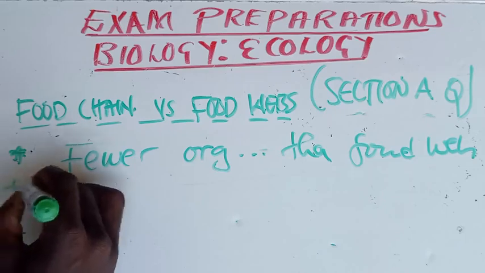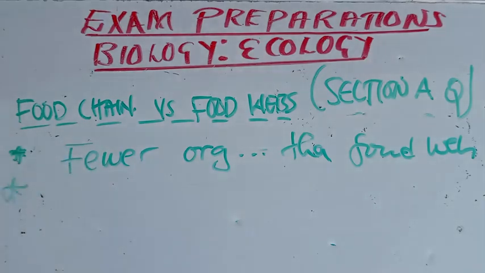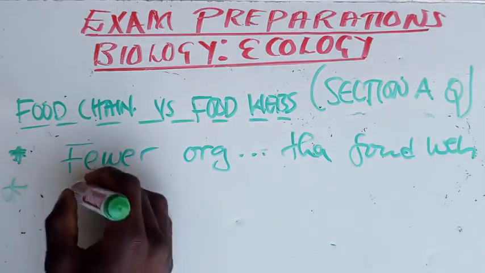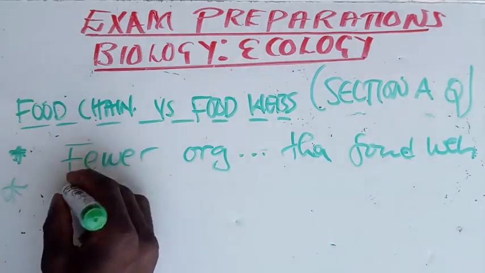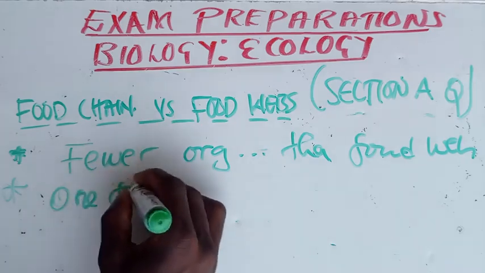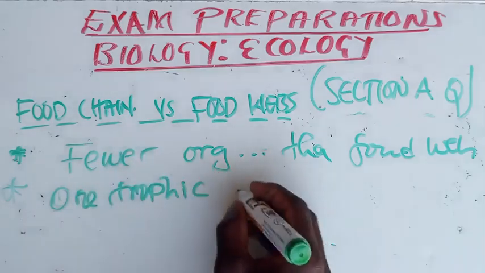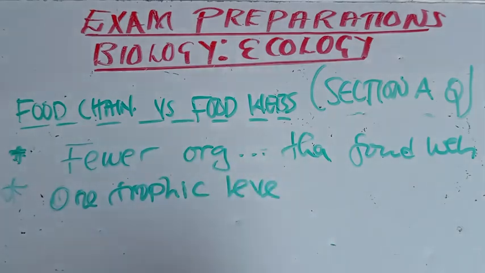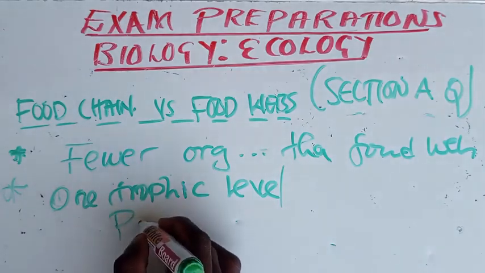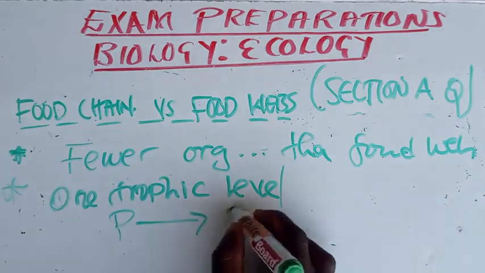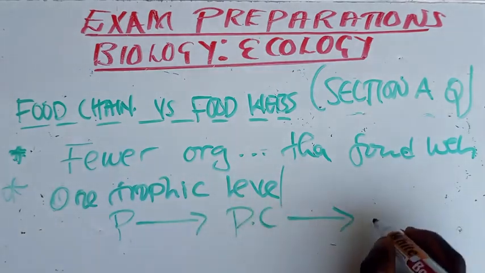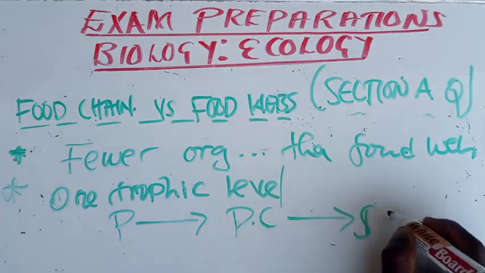What is the last difference? The last difference between a food chain and a food web is that in a food chain, each organism occupies only one trophic level. So when talking of a food chain, we find that we are just having one producer, and then one primary consumer, and then one secondary consumer.